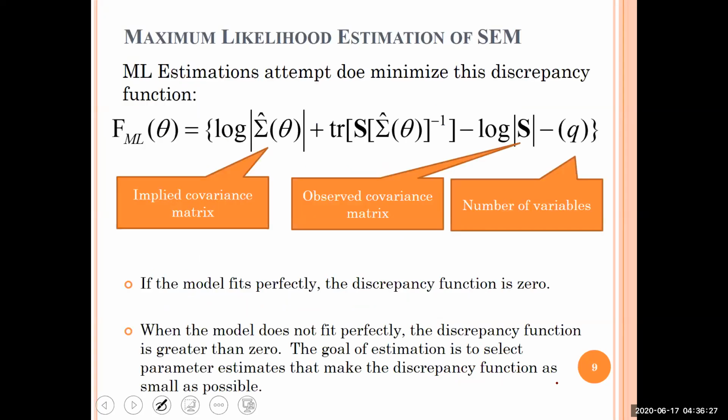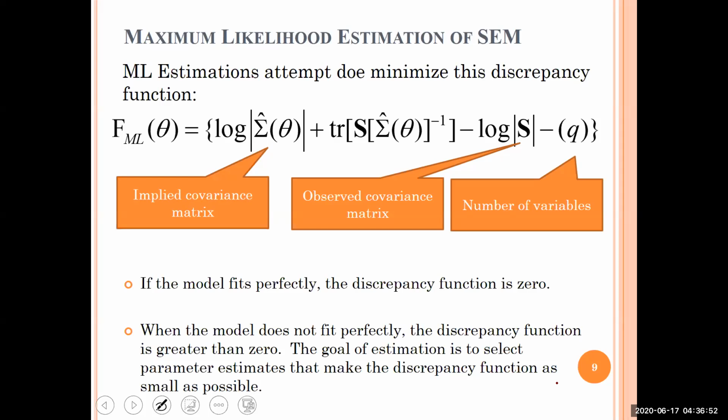Now, how do you estimate a structural equation model? There are several estimators: maximum likelihood, weighted least squares, unweighted least squares, diagonally weighted least squares. But the most common by far is maximum likelihood. So the maximum likelihood estimation minimizes this discrepancy function here.